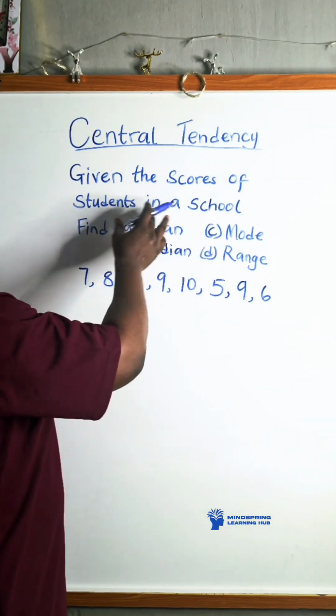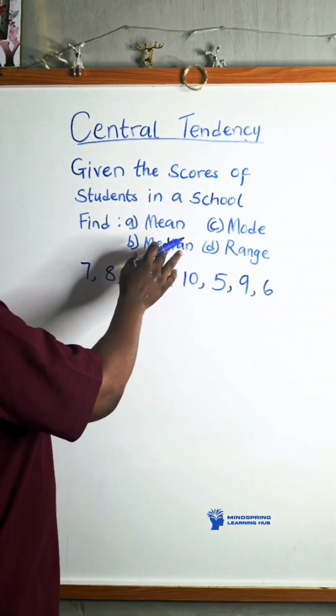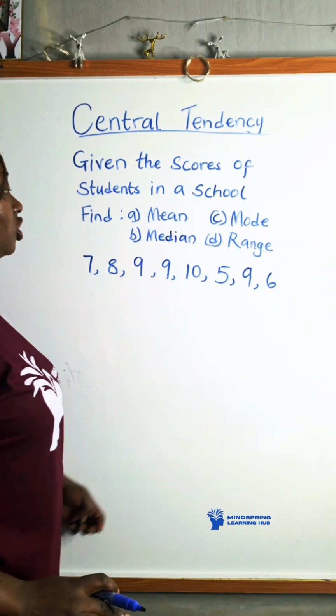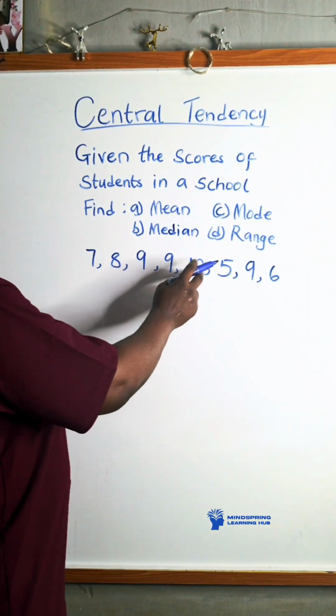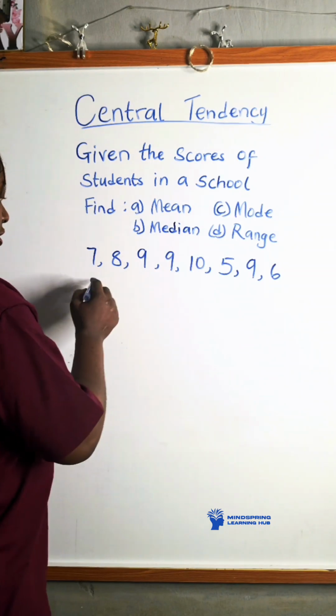You are given the scores of students in a school and you have to find the mean, median, mode, and range. And these are the scores you are given: 7, 8, 9, 9, 10, 5, 9, 6. So what is the mean?